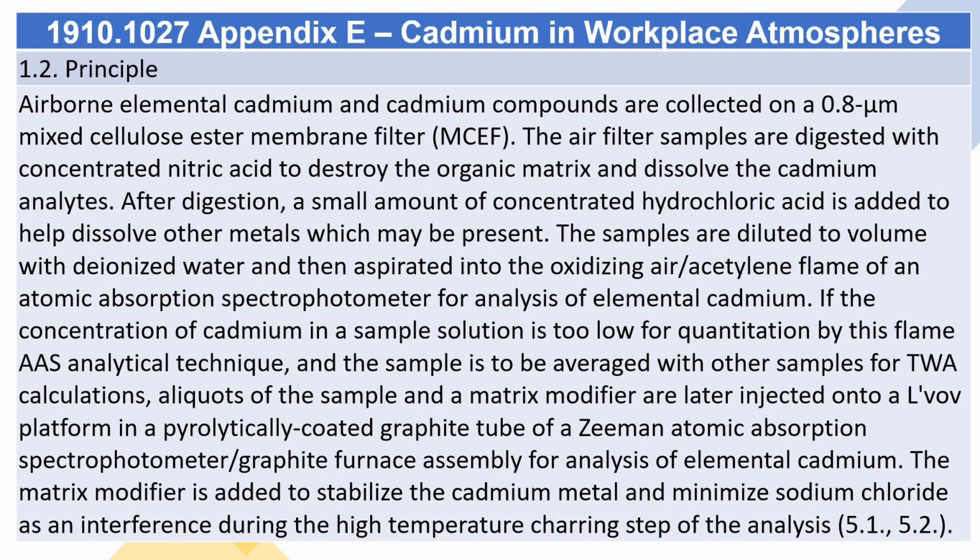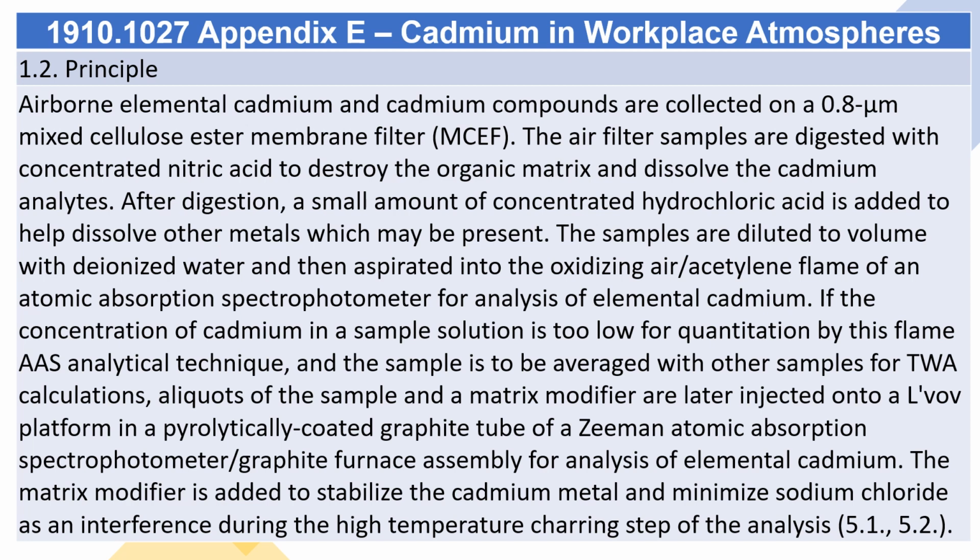1.2. Principle. Airborne elemental cadmium and cadmium compounds are collected on a 0.8 µm mixed cellulose ester membrane filter, MCEF. The air filter samples are digested with concentrated nitric acid to destroy the organic matrix and dissolve the cadmium analytes. After digestion, a small amount of concentrated hydrochloric acid is added to help dissolve other metals which may be present. The samples are diluted to volume with deionized water and then aspirated into the oxidizing air/acetylene flame of an atomic absorption spectrophotometer for analysis of elemental cadmium.